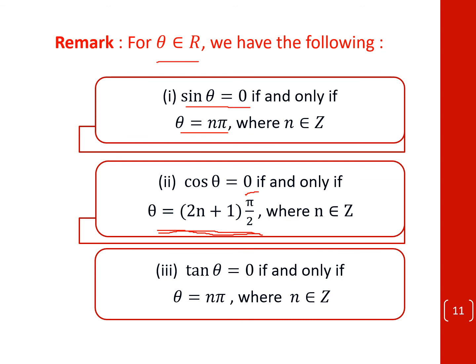Third result, tan theta equals 0 if and only if theta equals n pi. We know student tan theta equals sin theta upon cos theta. Where sin theta is 0, it is at theta equals n pi. Same here, tan theta equals 0 if and only if theta equals n pi. We have to use these results while solving examples.